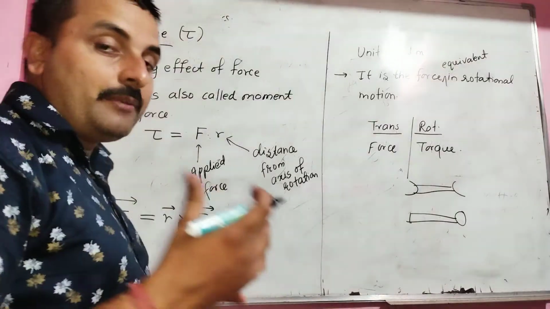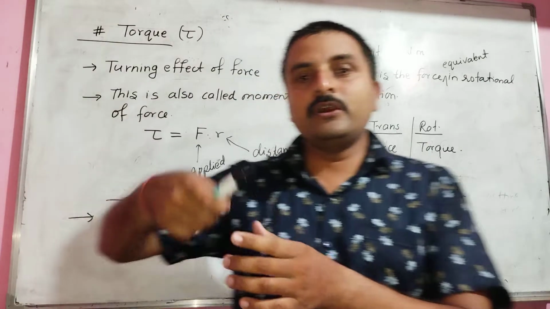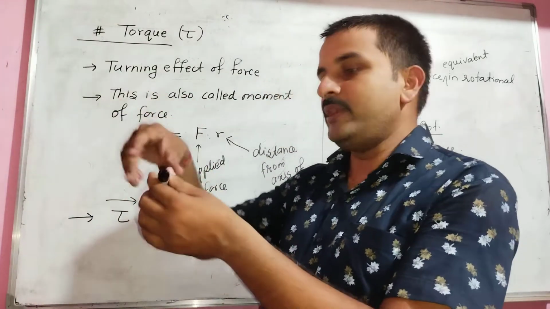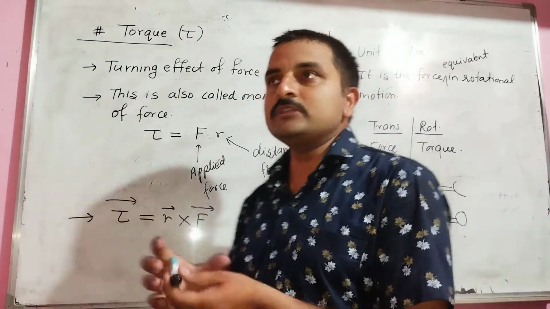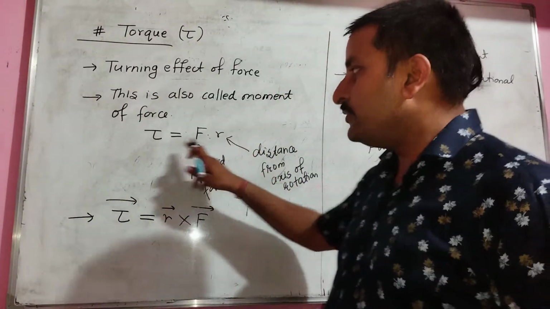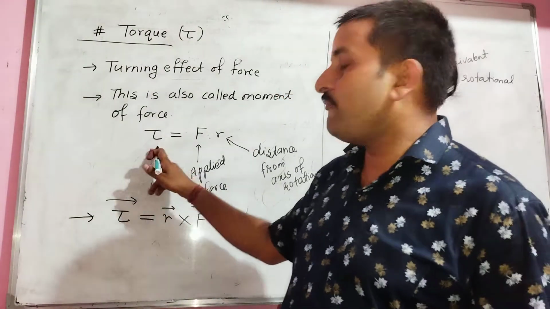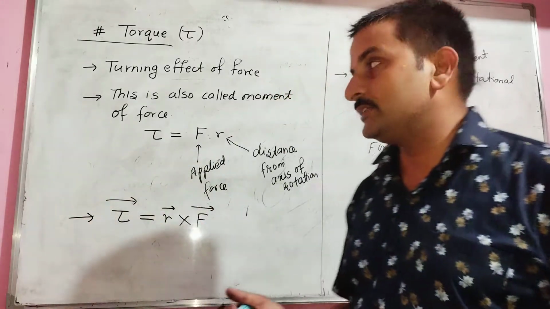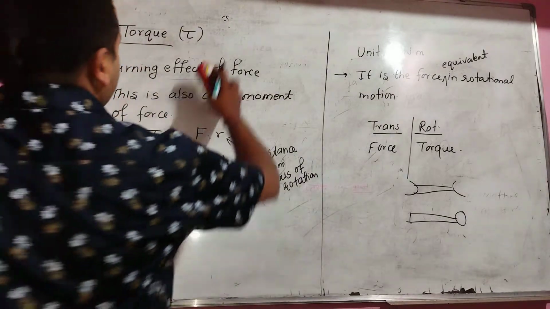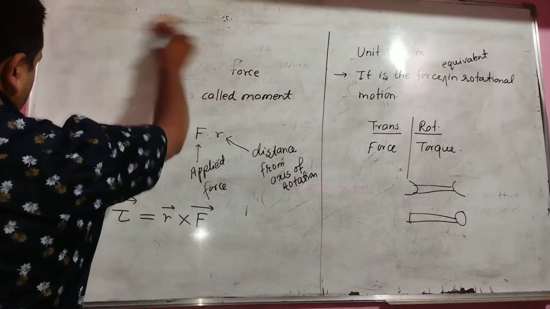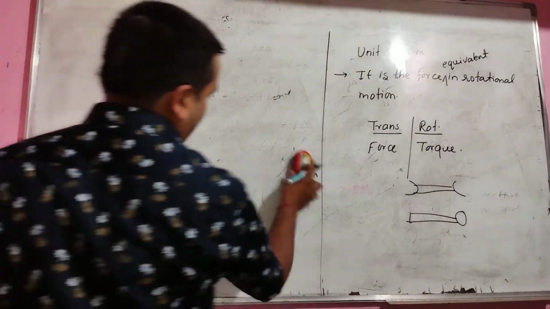even if we apply the same force, if we use a wrench of longer length, the distance r from the axis of rotation will be large, and by virtue of which torque will be large. Although the force is small, the turning effect produced on the body will be large. So there are many different examples of torque. You can explore those from books or other sources.